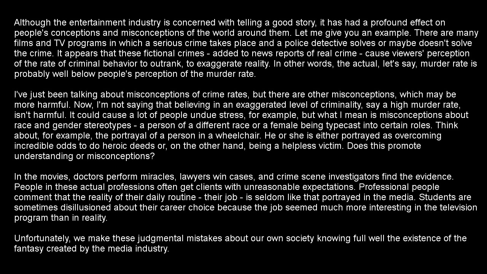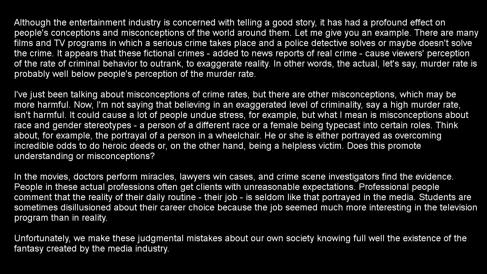There are many films and TV programs in which a serious crime takes place and a police detective solves, or maybe doesn't solve, the crime. It appears that these fictional crimes, added to news reports of real crime, cause viewers' perception of the rate of criminal behavior to outrank, to exaggerate reality. In other words, the actual, let's say, murder rate is probably well below people's perception of the murder rate.